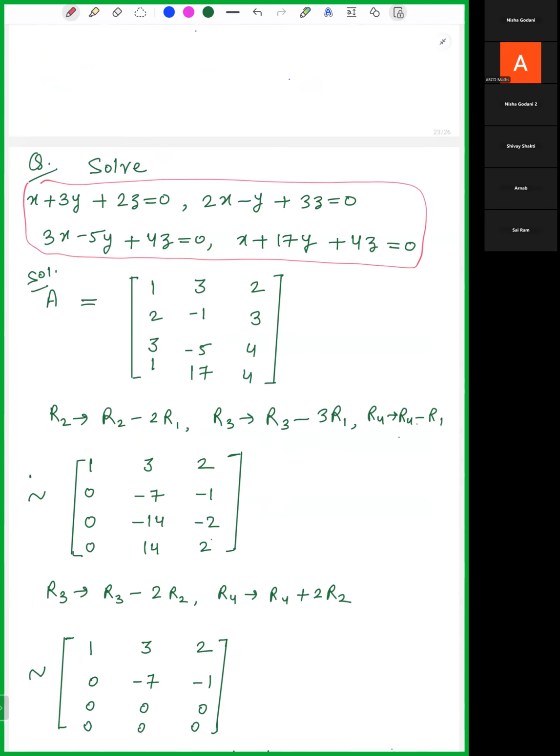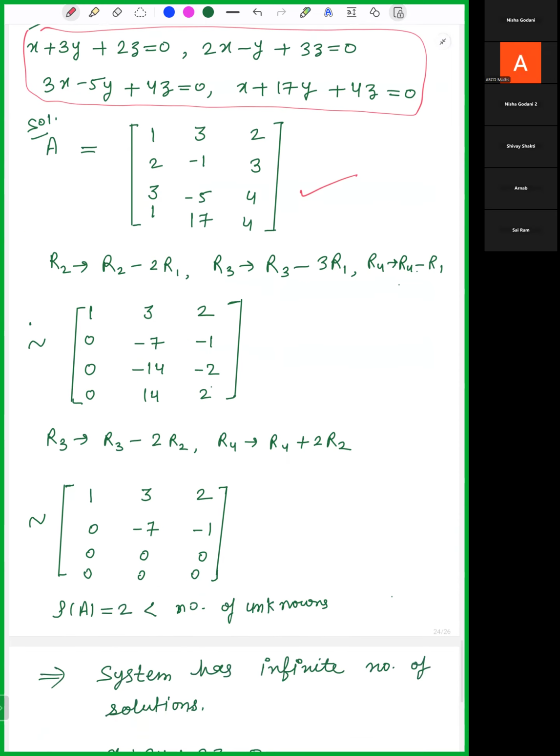In this question, you are given four equations and three unknowns. You have to take only matrix A, because the column matrix is zero, so there is no need to take the augmented matrix. You have to consider only matrix A and convert it into echelon form. Now I think you are comfortable with echelon form, so I have converted this into echelon form like this.